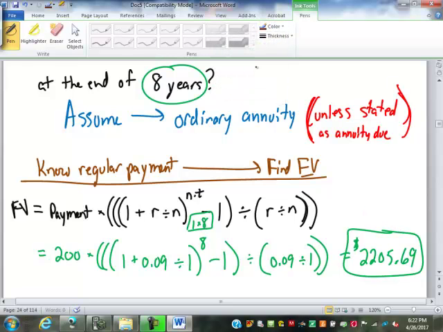Now you think about that. This was Sam. Sam only paid in 200 times 8 or $1,600, and at the end has $2,205.69.